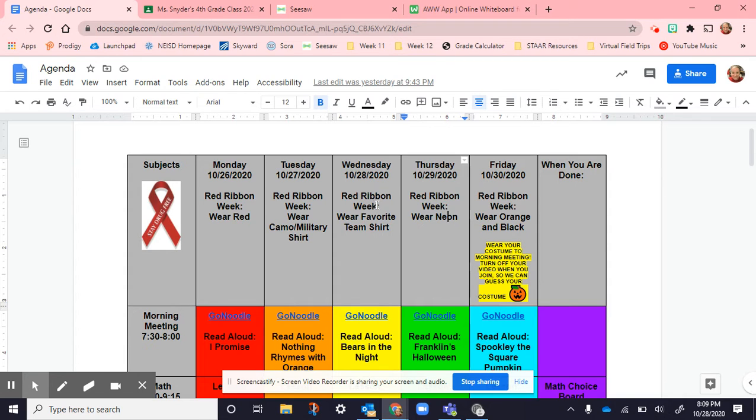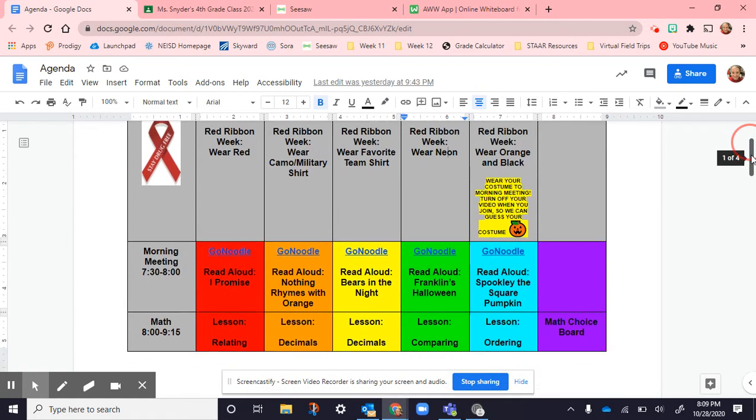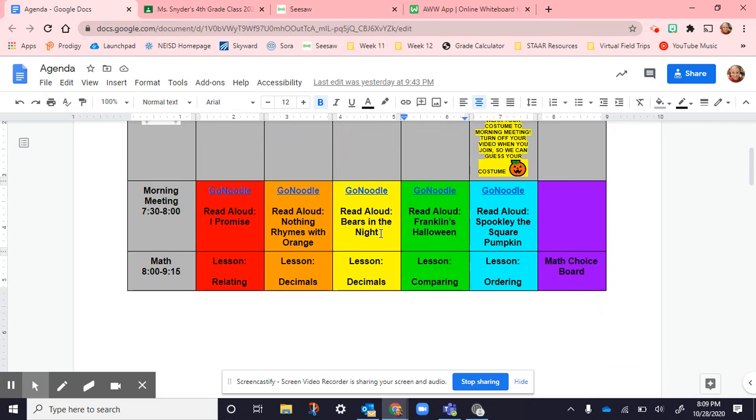Today for Red Ribbon Week was our favorite team shirt. Tomorrow is going to be to wear neon. This morning we read Bears in the Night and we completed our morning movement.